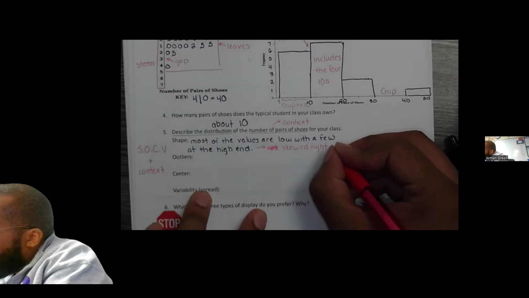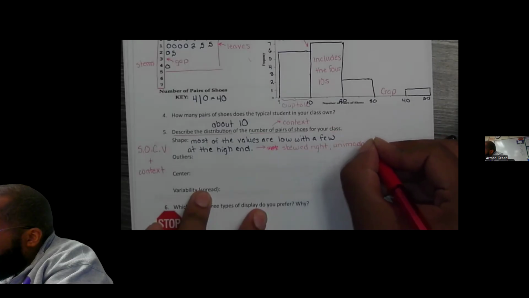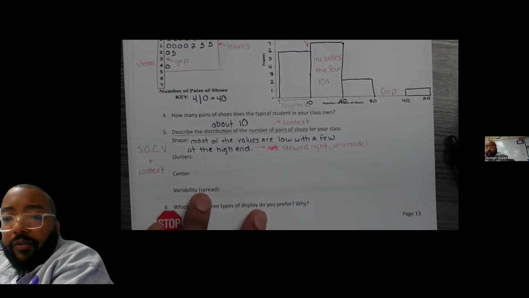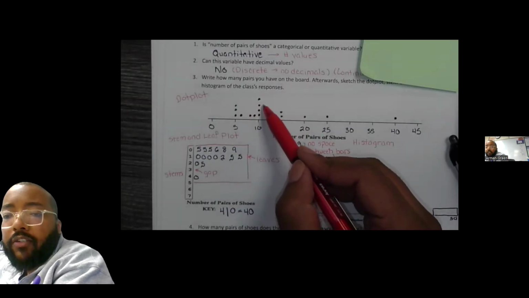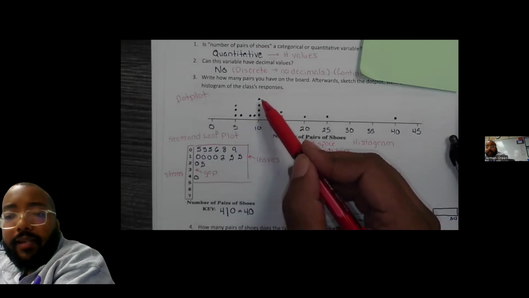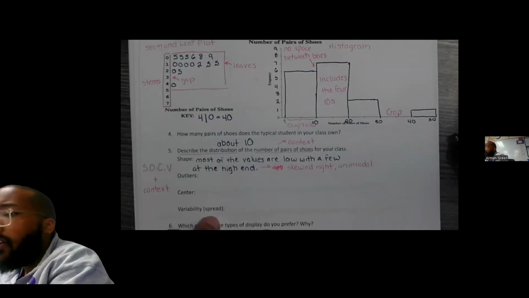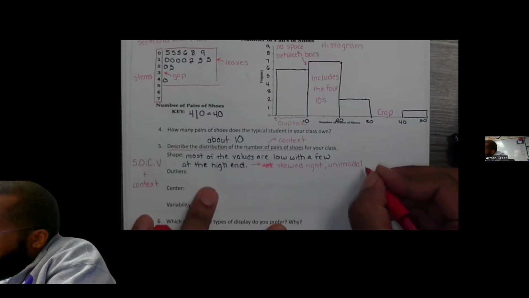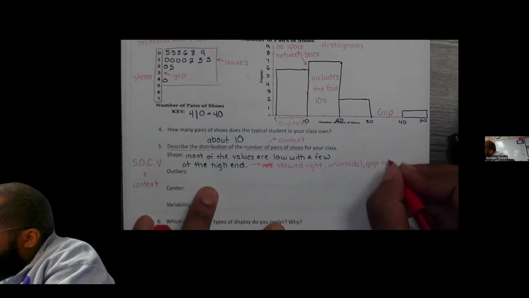We also have what is called a unimodal distribution. And what that means is that we really just have one giant peak in our graph. That should make sense because our giant peak here is around 10. And we should also mention that we had a gap in our data between 30 and 40.